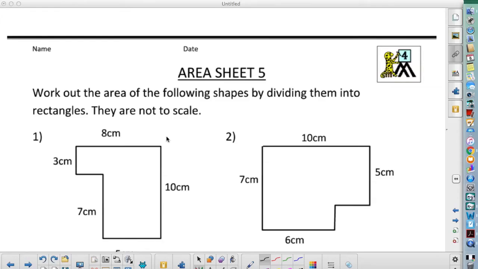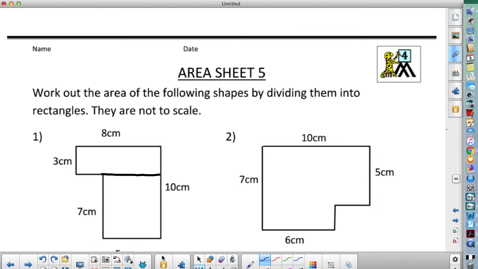All right, ladies and gentlemen, we're going to talk about composite figures and finding the area. All right, so let's look at number one. Number one, let's decompose it so that way we can have two rectangles. Okay, draw your line just like I drew mine. And we're going to take a look at the bigger rectangle.